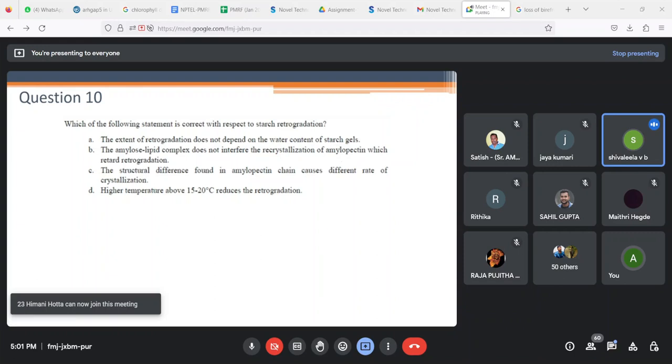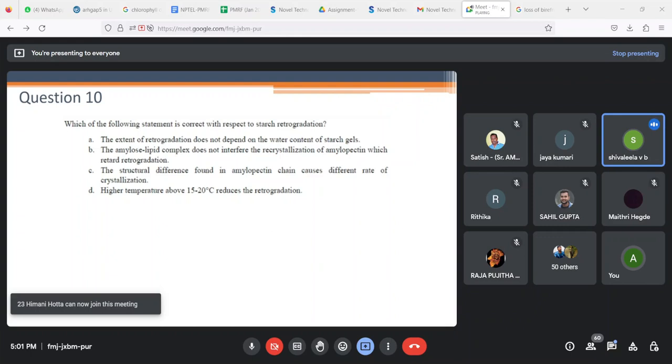So, retrogradation is basically, what happens is, after you have formed a paste, that is after you have formed a starch paste, if you leave it like that, sometimes your starch molecules will have the ability to come close together. It will aggregate, and this process is known as retrogradation. This happens in a gelatinized starch.